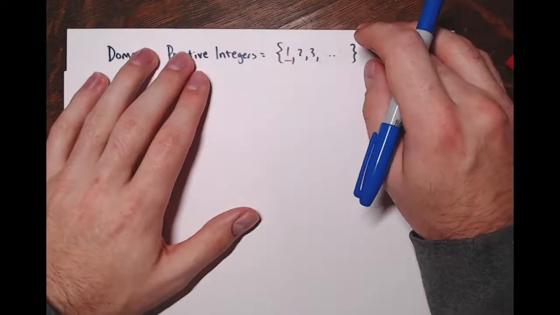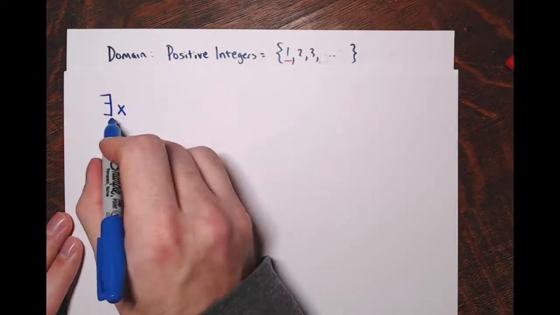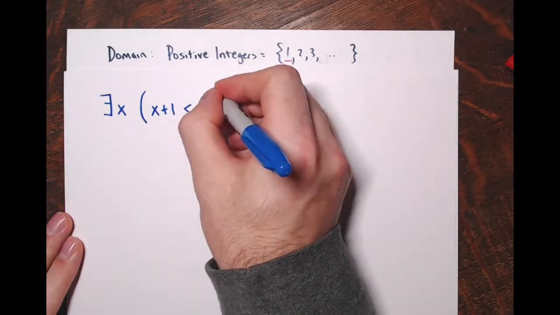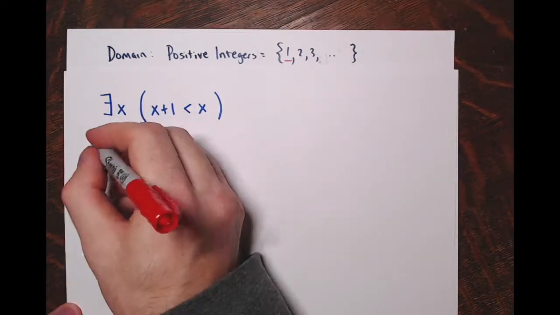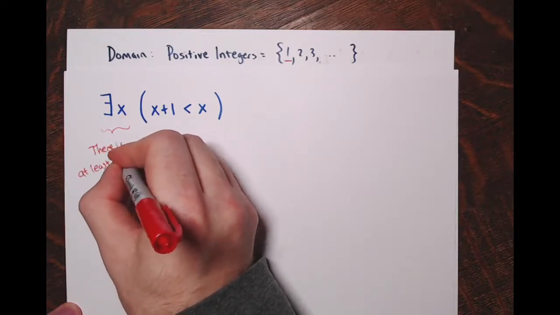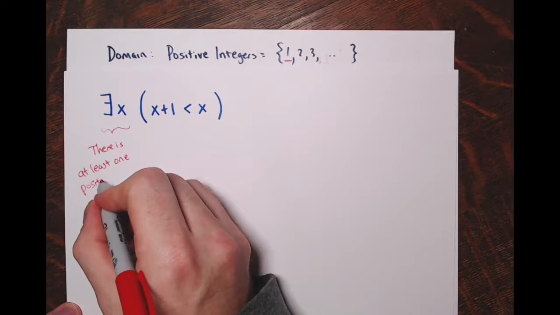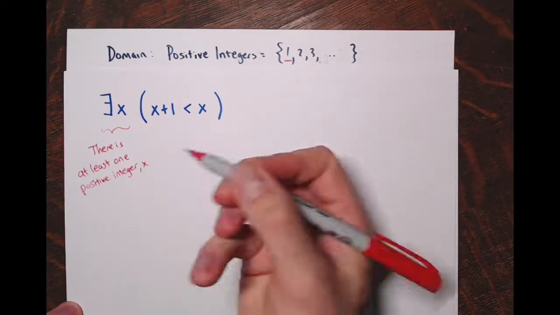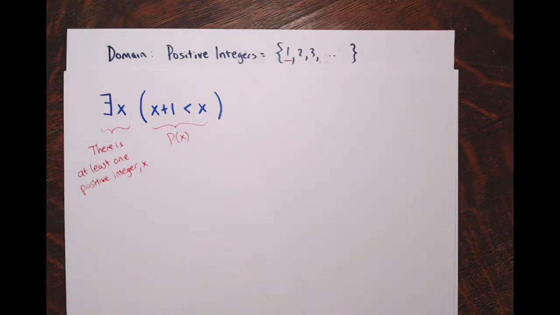So again, the domain is positive integers. I'll just keep that up top. And we're given this statement: there exists an x, there is a positive integer, at least one, such that x plus 1 is less than x. In words, this symbol tells me there is at least one positive integer. The domain is positive integers, and again, pay attention to the domain. It might be something else, not the positive integers. There is at least one positive integer, say x, such that this statement is true. And this is the predicate p of x, the statement that depends on a variable.